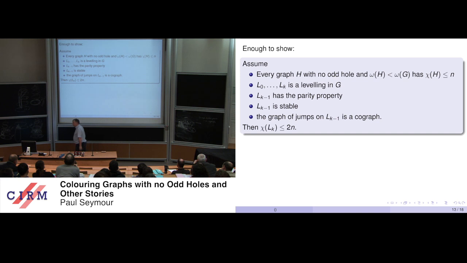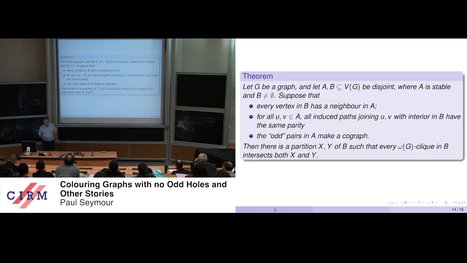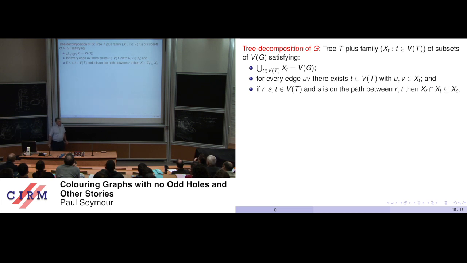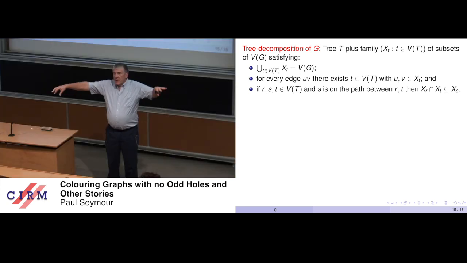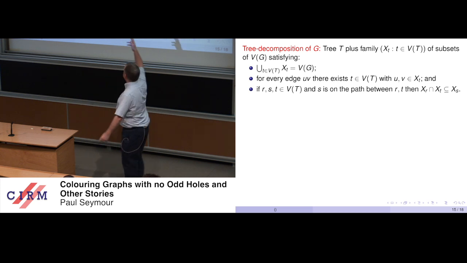I wanted to show you a few other, maybe just one. This is a conference on decomposition, so I thought I'd show you a decomposition result. So you know what a tree decomposition is. Everybody knows a tree decomposition. But it's something satisfying this. You've got a tree, and for every vertex of the tree, you've got a subset of the vertices of your graph, and satisfying these axioms.